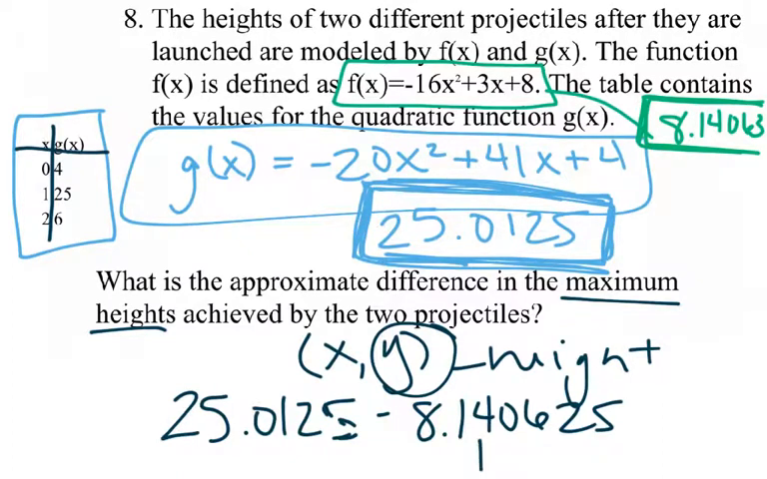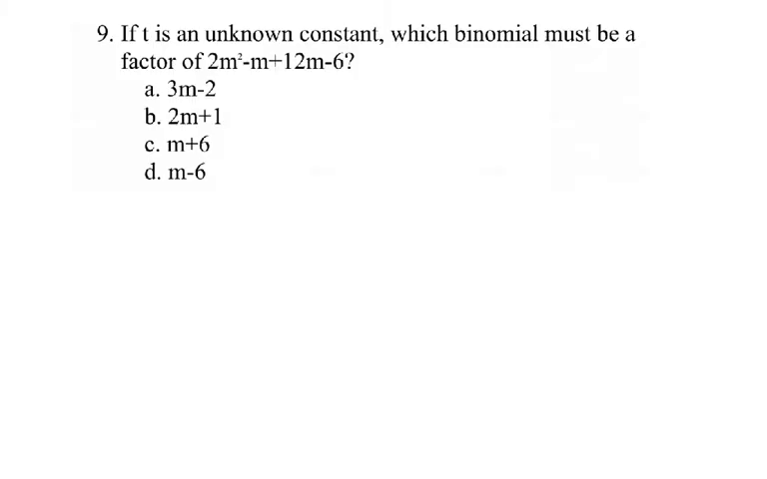Alright, so 16.871875. Now you can round, of course, but close to that is what you should get. Okay, so this one, kind of hard.